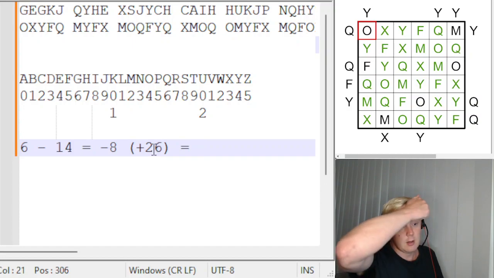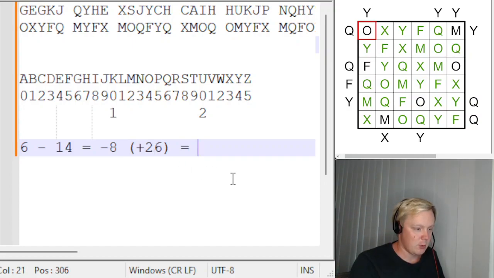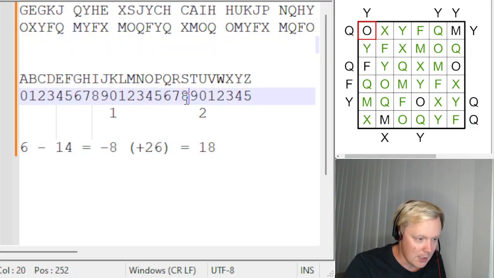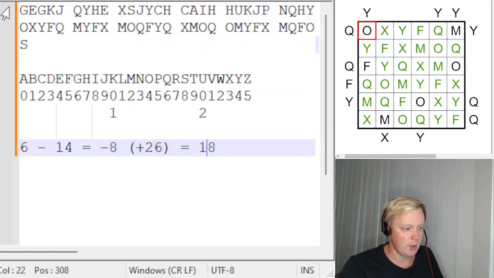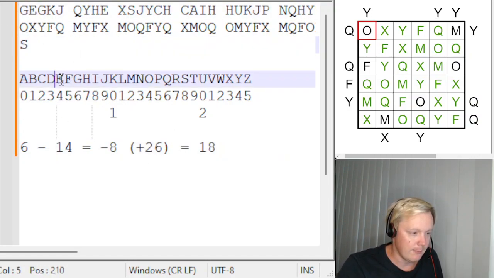So minus 8 plus 26 is 18. So this first number would be this 18 here, which is S. And you just repeat this. So E would be 4.